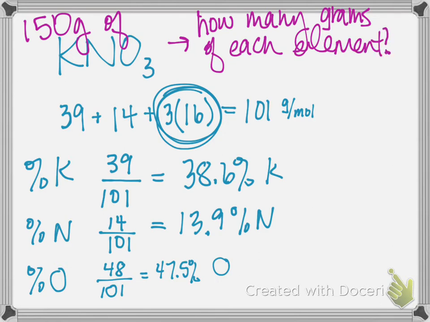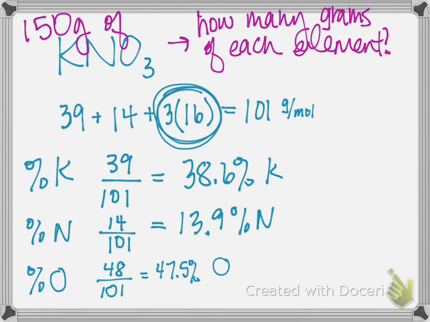Okay, so all we're really looking to do is, let's just think in easy numbers for right now. If I had 100 grams of my sample, I would automatically know that 38.6 grams of them would be potassium. Do we agree with that? Can you see the relationship between the percentage and the sample? If I had 100 grams, 38.6 of them would be potassium, 13.9 would be nitrogen, 47.5 would be oxygen.